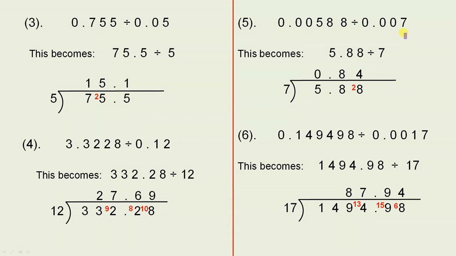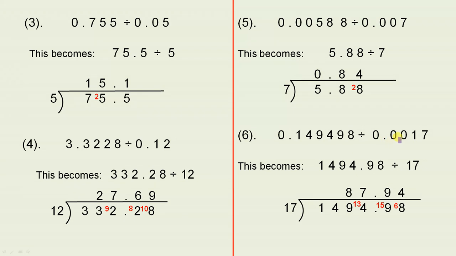Number 5. We need to move the decimal point 3 places to the right to make that a whole number. We need to do the same here. This becomes 5.88 divided by 7. See how it's a lot neater? So 7 divided into 5.88. 7 into 5 doesn't go. 7 into 58 goes 8 times and 2 left over. 7 into 28 goes 4. So the answer is 0.84.